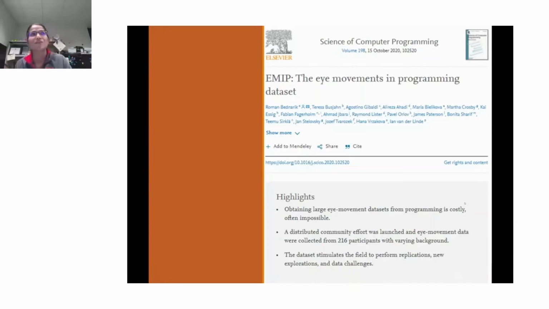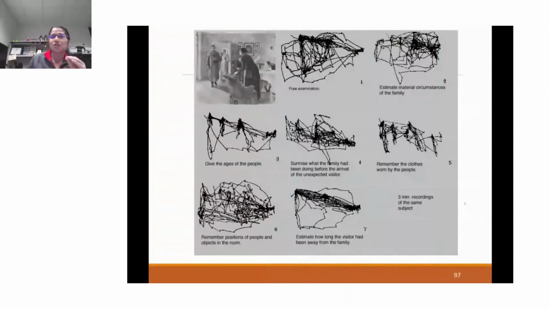I want to leave you with this last image, because the task you do in your study, even if it's a software engineering study, is super important. This is an image from Yarbus in 1967, and I show this in most of my talks, because what prompt you give somebody can change the way they look at things. How people fix bugs is very different than how people summarize a method, or how people just free look at code to see what exists. As you can see in the third picture, if the prompt was to give the ages of people, the fixations were directly at the faces.